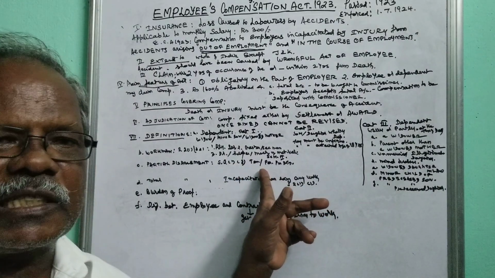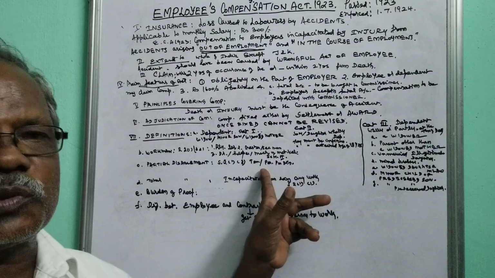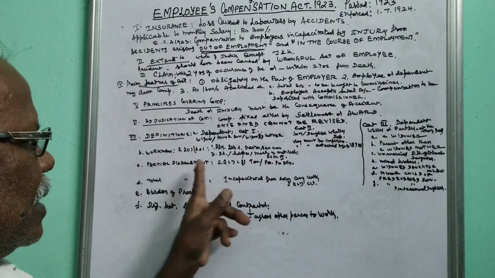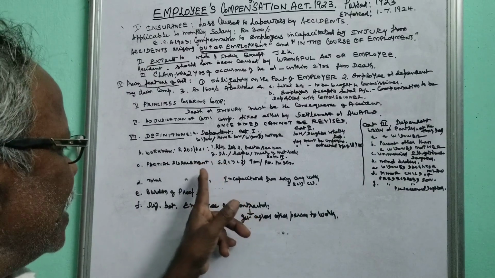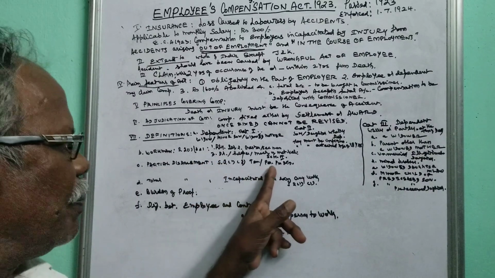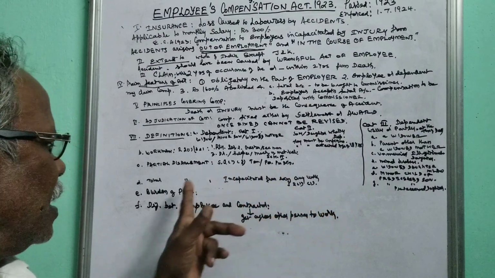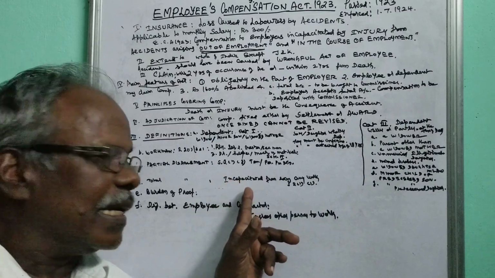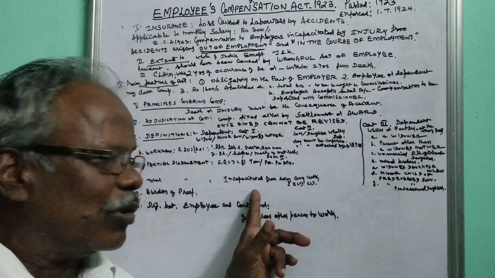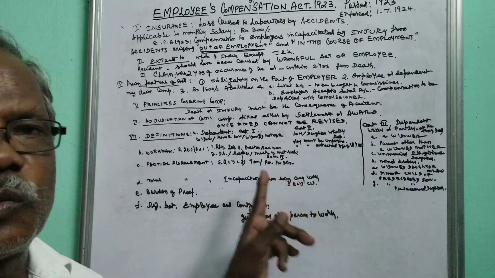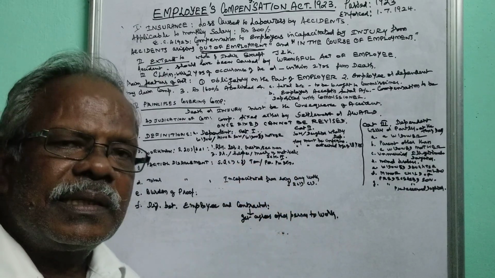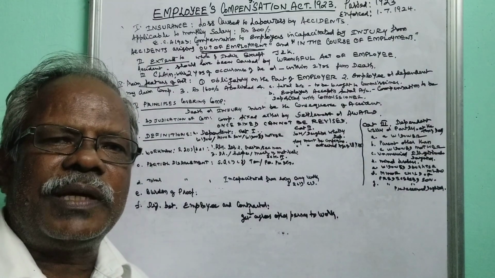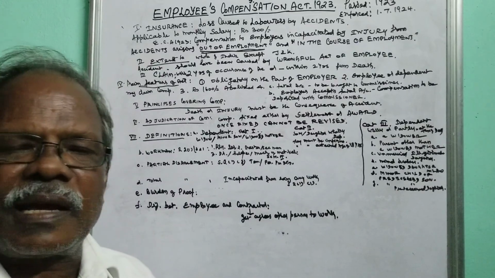This partial disablement is divided into 2 types: temporary partial disablement and permanent partial disablement. Total disablement means incapacitated, that is, they cannot do any work. Partial disablement means they cannot be fit for doing a particular job, but they are fit for doing some other assigned job.